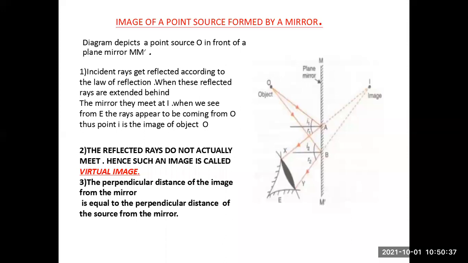So it is called a virtual image. The perpendicular distance of the image from the mirror is equal to the perpendicular distance of the source from the mirror. This third point is very important. The perpendicular distance of the image from the mirror is equal to the perpendicular distance of the source from the mirror.